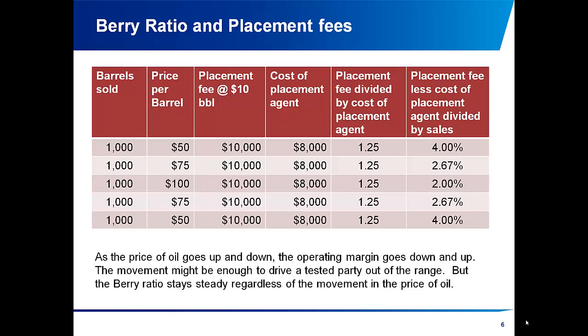As the price of oil goes up and down, the operating margin goes down and back up. The movement might be enough to drive a tested party out of the range, but the Berry ratio stays steady regardless of the movement in the price of oil.